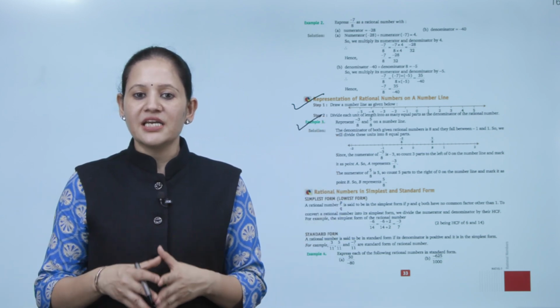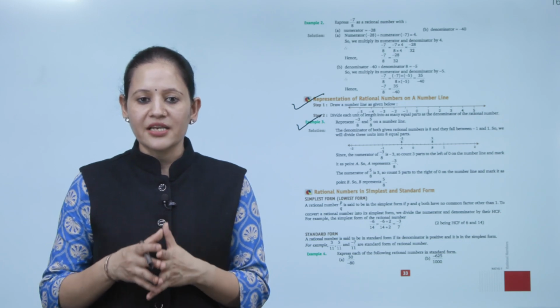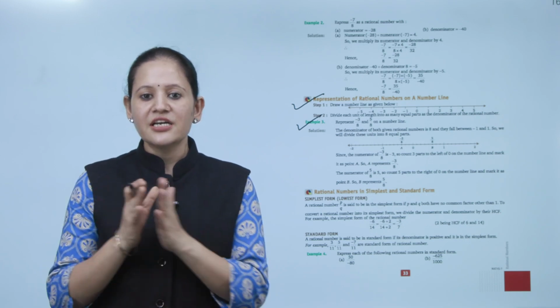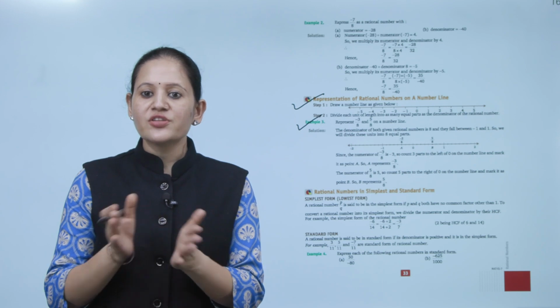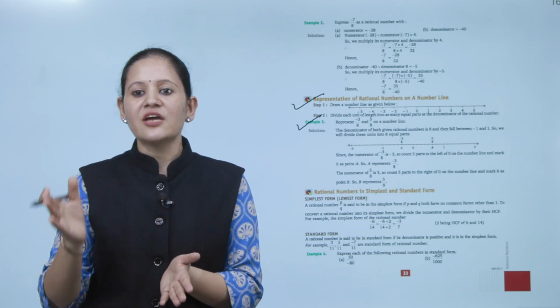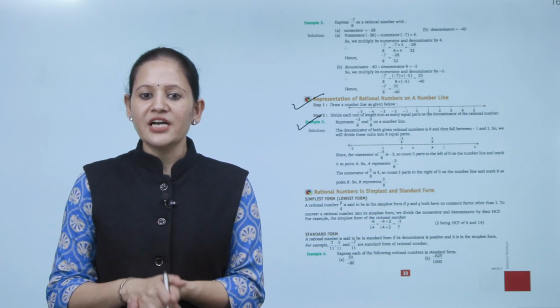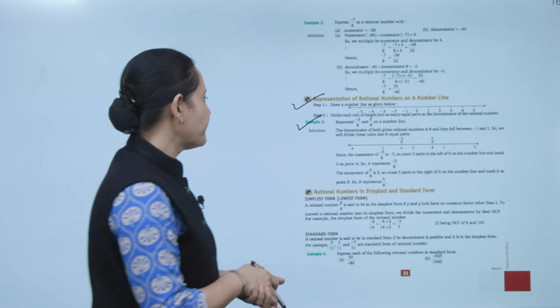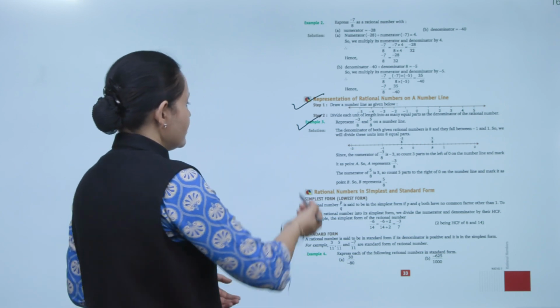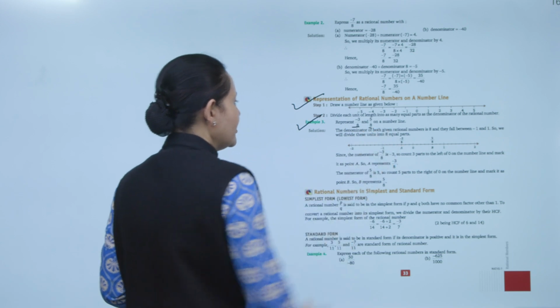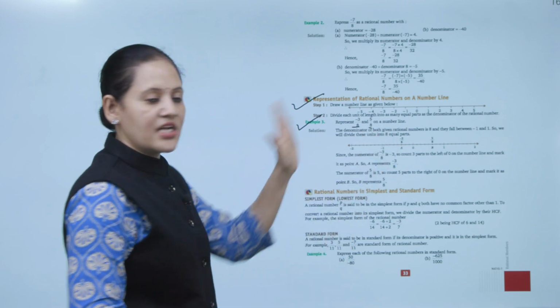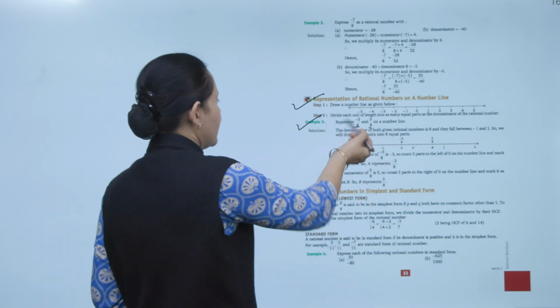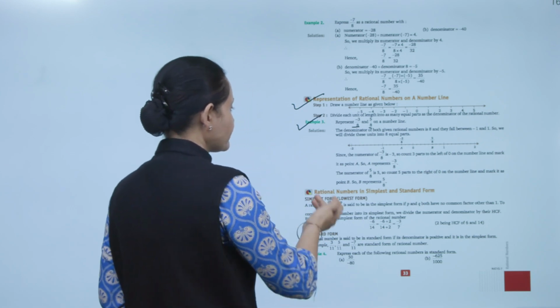Represent minus 3 by 8 and 5 by 8 on the number line. The denominator of both the given rational numbers is 8. So they'll fall between minus 1 and 1. So we will divide the unit into 8 equal parts. दोनों का denominator 8 है, so will fall between minus 1 and 1 because minus 3 is a negative number.